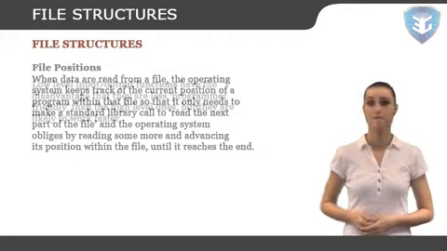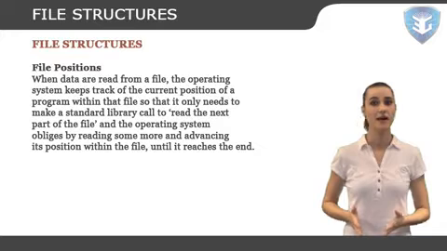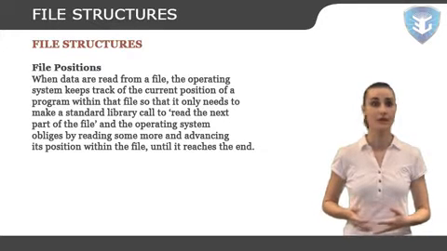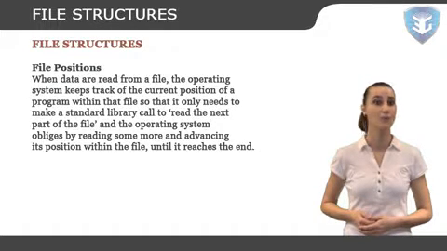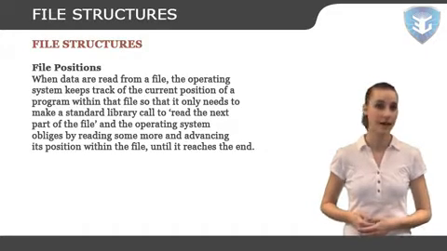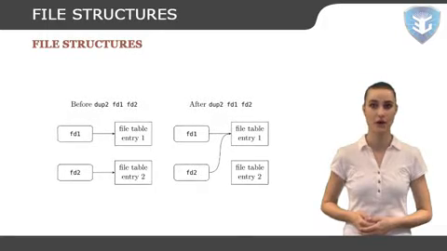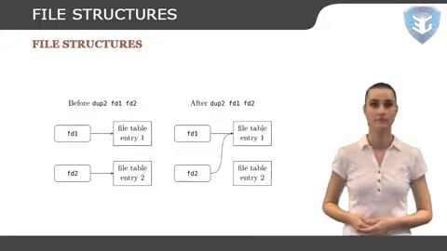File positions. When data are read from a file, the operating system keeps track of the current position of a program within that file, so that it only needs to make a standard library call to read the next part of the file, and the operating system obliges by reading some more and advancing its position within the file, until it reaches the end. Each single character which is read causes the position in a file to be advanced by one.